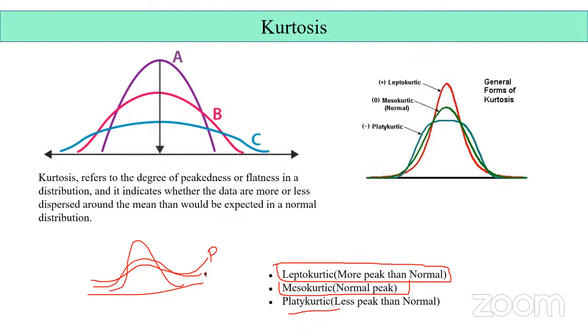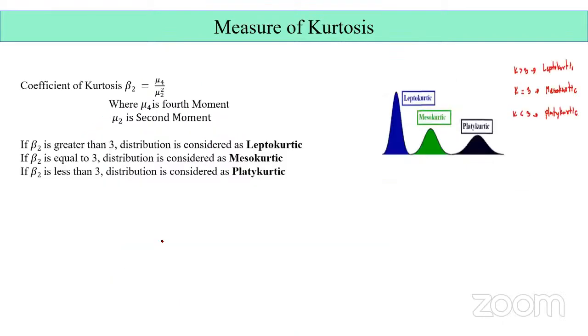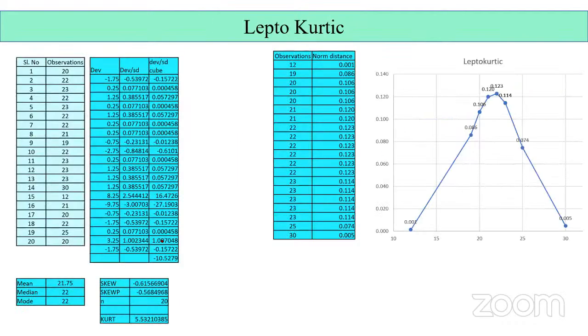If it is normal, then it is called mesokurtic. If it is a peaked one, then you call it leptokurtic. And we have seen some problems related to leptokurtic also.